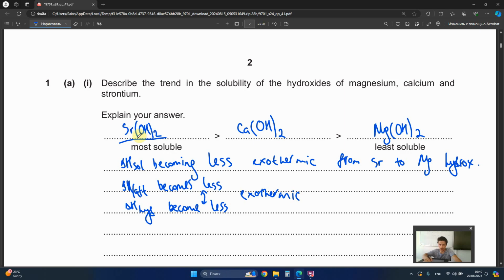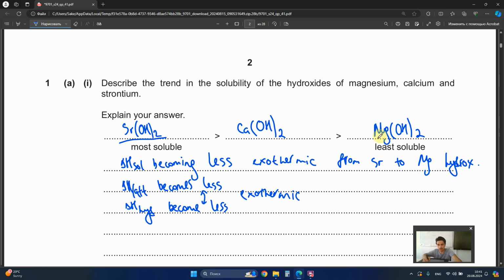So strontium hydroxide is in the bottom of group 2, so it's the most soluble one, and the least is magnesium hydroxide. So there are a few reasons for that. So first of all, you have to rely on enthalpy of solution. So according to its definition, it's the enthalpy change when 1 mole of substance is being dissolved in a sufficient amount of water. So enthalpy change of solution becomes less exothermic. So if you remember, the less exothermic the enthalpy change of any process, the more favorable that process and the more stable that product.